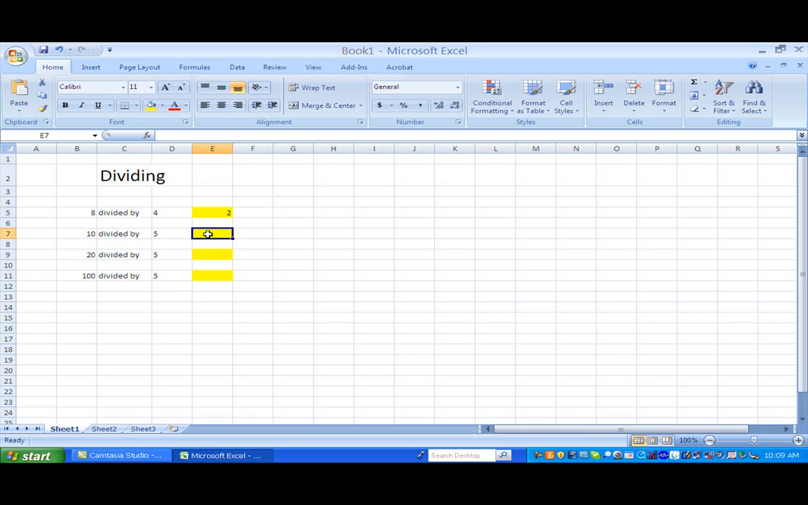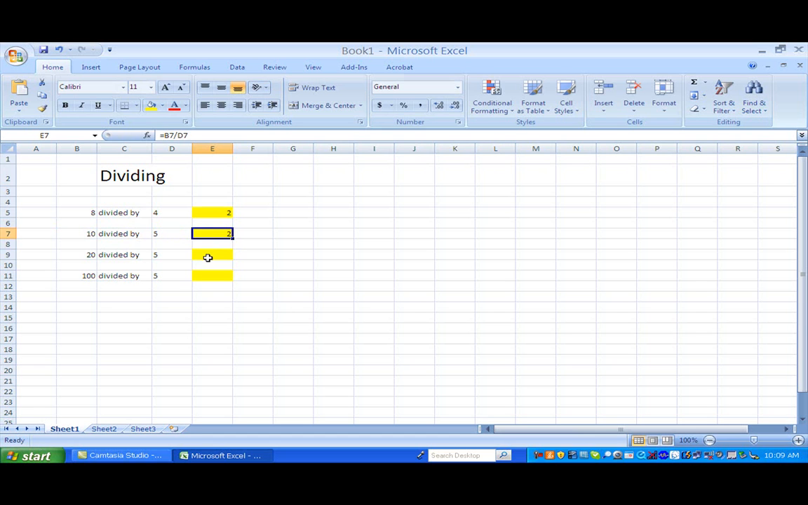Problem number 2. First button I always push, equal sign. Click on the first number, 10, push the divided by sign, the slash, divided by. Now click on the second number, or on cell D7. So the formula is equals B7 divided by D7. Press enter. There's the answer.